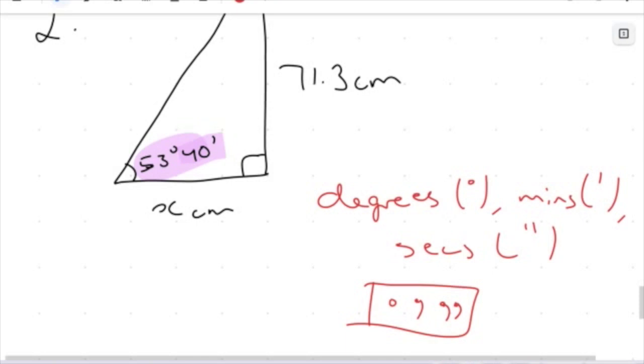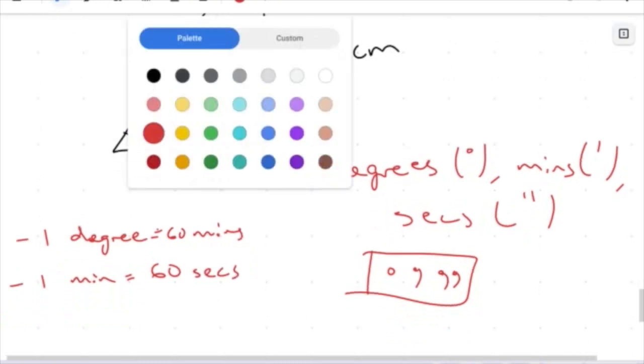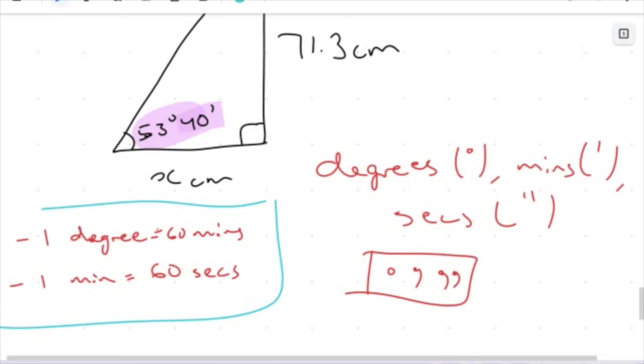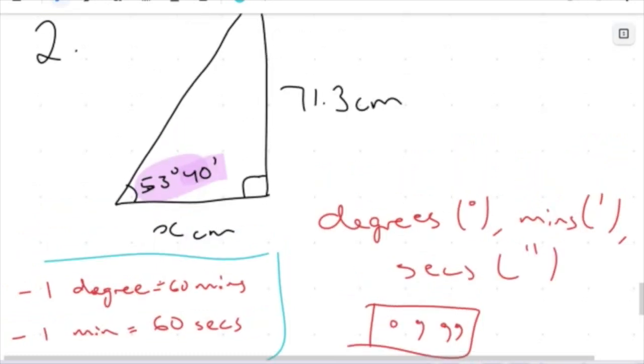So we have that 1 degree is 60 minutes. This is just our unit conversions here as well. And 1 minute, we know that from before, is 60 seconds. We're going to talk about this idea a lot more in the later videos when we talk about finding angles. But in order to solve this now, we're going to go the same way about doing these questions.